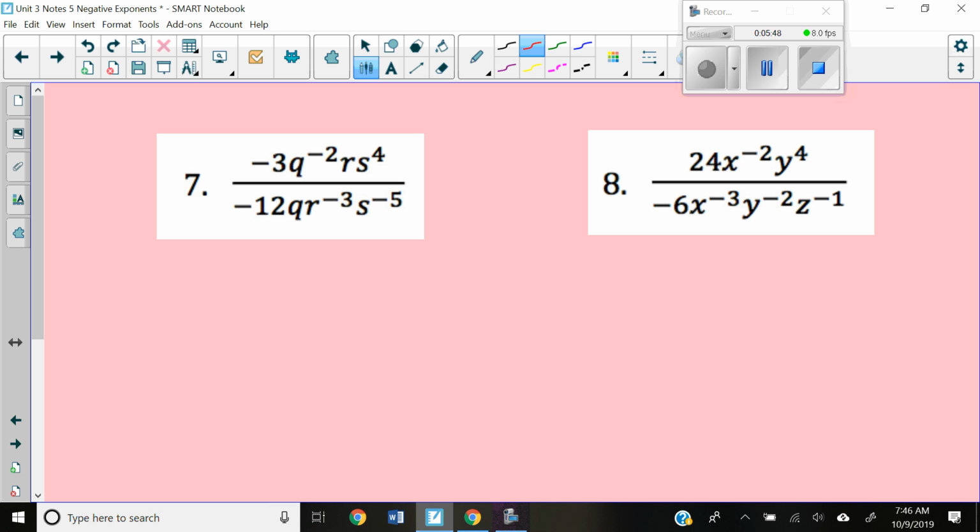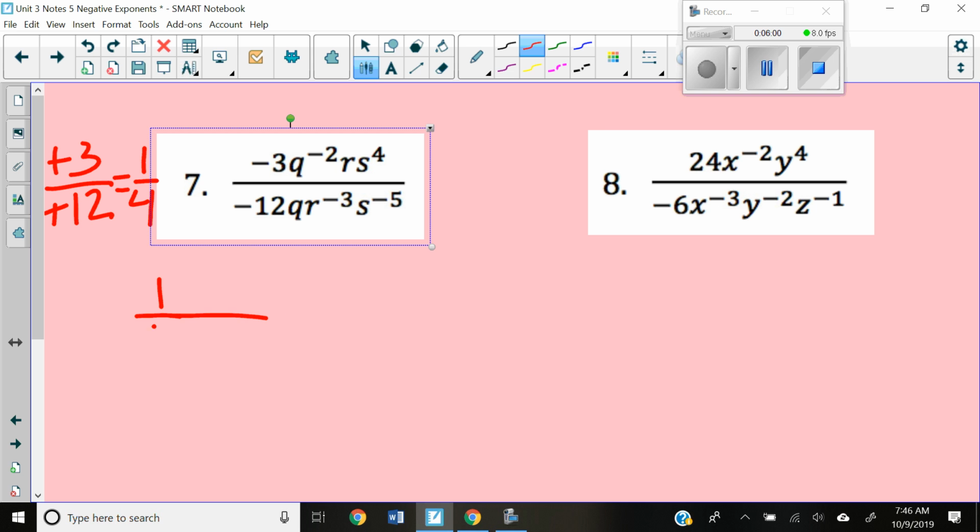I have -3 over -12. That's a negative over negative, which becomes a positive, and 3 over 12 is going to reduce to 1/4. All right, so my fraction, 1/4. My q to the -2, negative power, so I'm going to move it. It becomes positive. R is fine, and s to the fourth is fine.